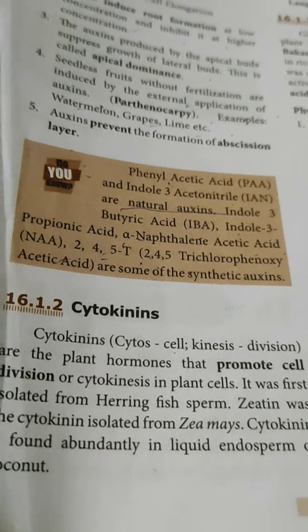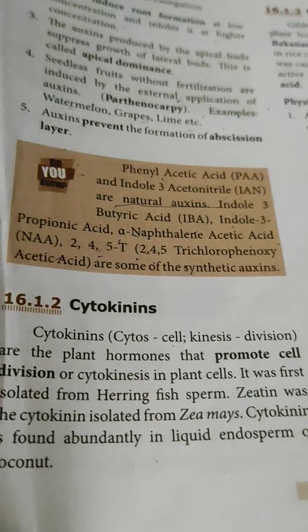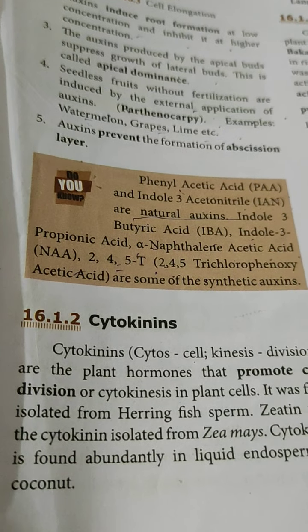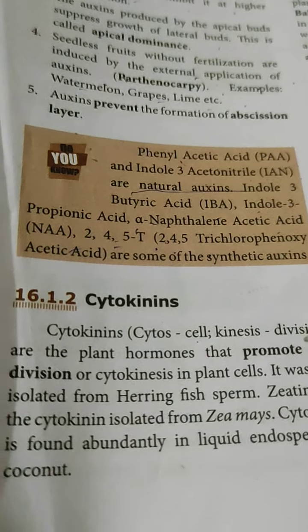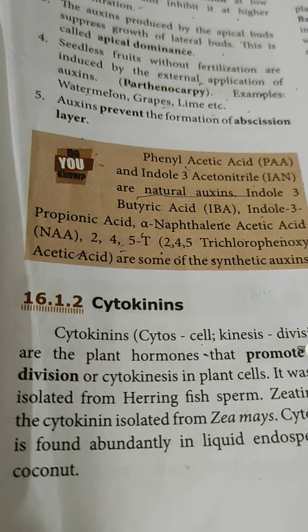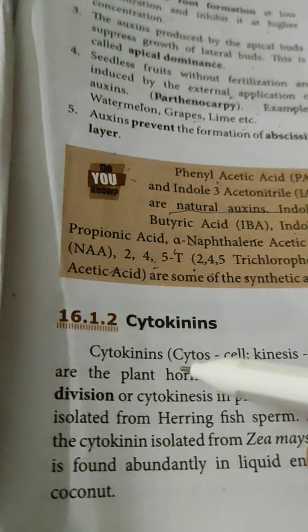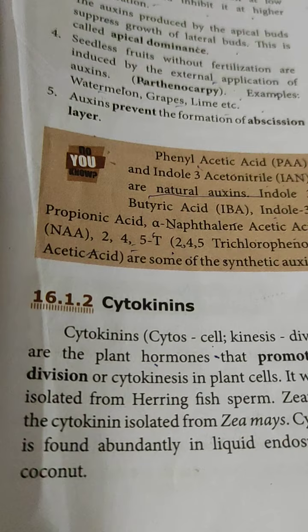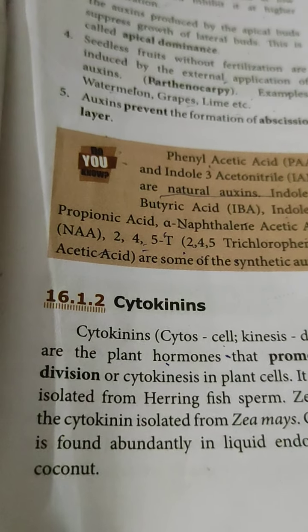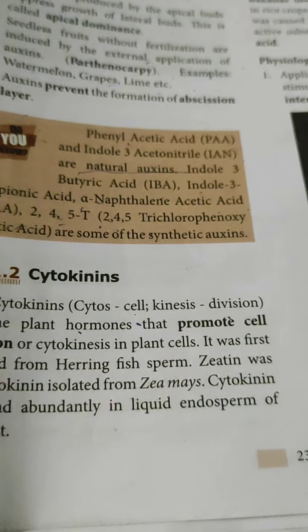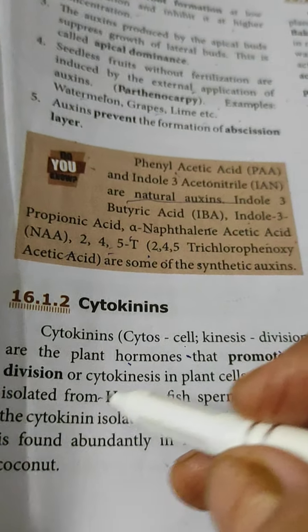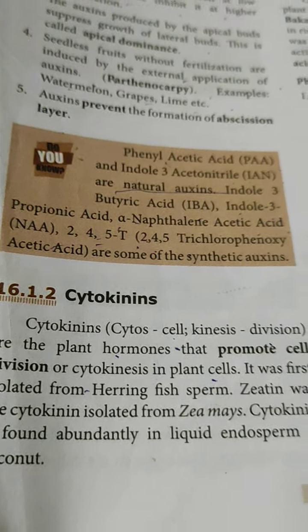Now the second type of hormone is called the cytokinins. The word has come from cytos and kinesis. Cytos means cell, kinesis means division. That means this type of hormone stimulates cell division. Cytokinins are plant hormones that promote cell division, or cytokinesis, in plant cells.